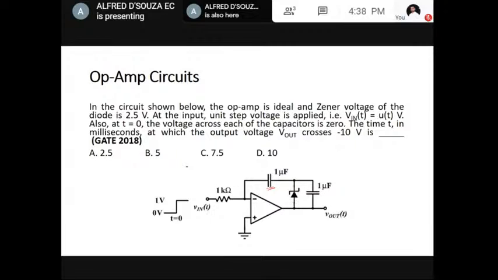Okay. So the question is, a unit step input is applied. What is the time t at which V out crosses minus 10 volt? Okay, that is the question. So I'll quickly try to solve this. A little complicated.